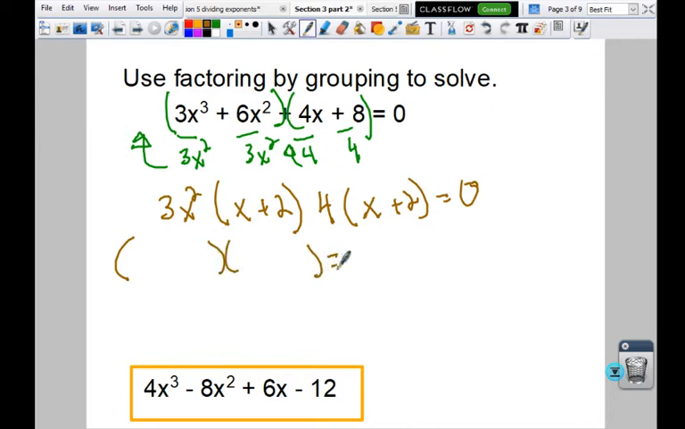Okay? So my final answer is going to have 2 parentheses. It's going to have 2 parentheses. In the first one, I take out this beginning piece, 3x squared plus 4. And my second one, it's just an x plus 2.